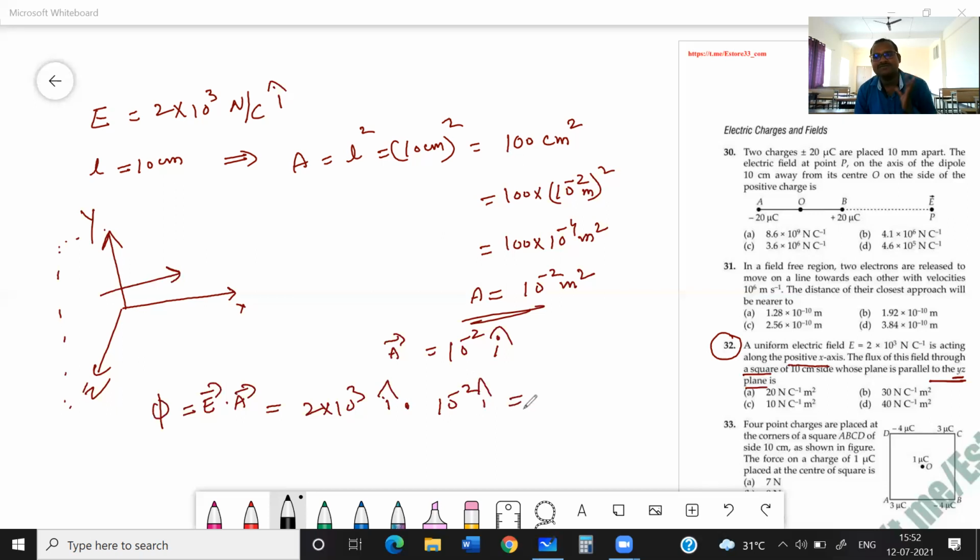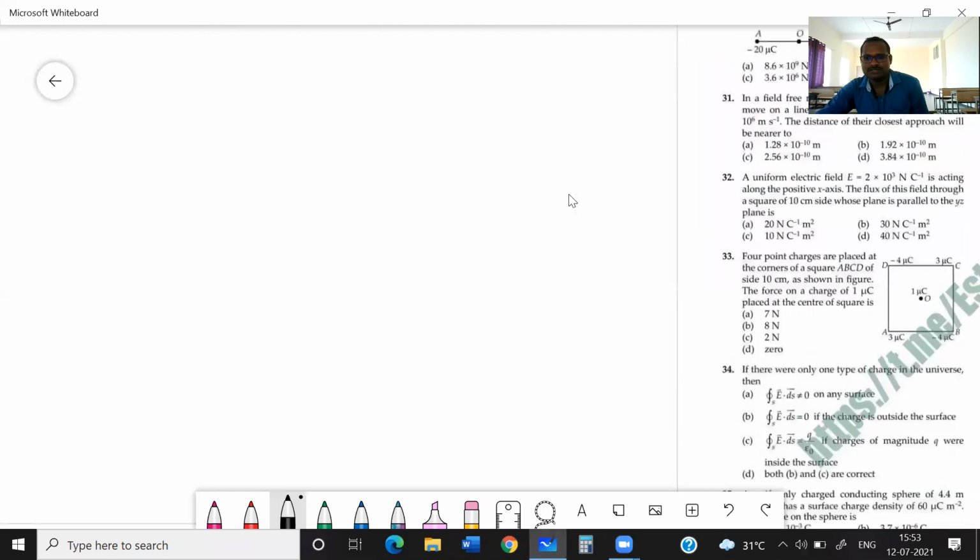So dot product means simply we need to multiply. That is 2 into 10 to the power of 1 plus 3 minus 2 is 10 to the power of 1. Means nothing but 20. Unit what? Newton meter square per coulomb. Yes, option A is right answer. What, students? Yes. Next, let us go to question number 33.